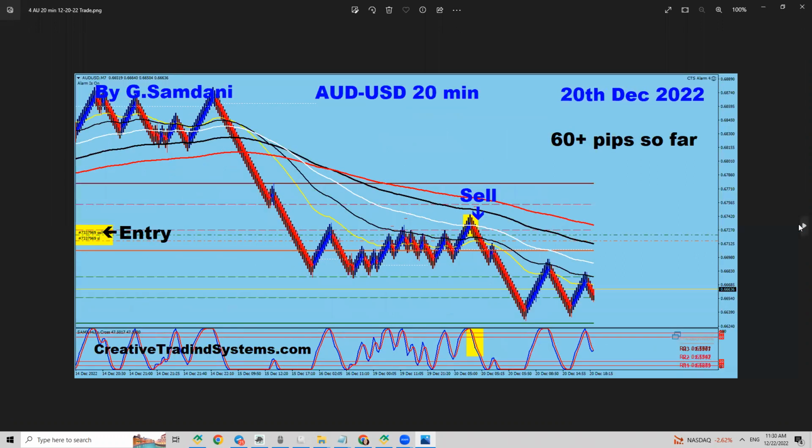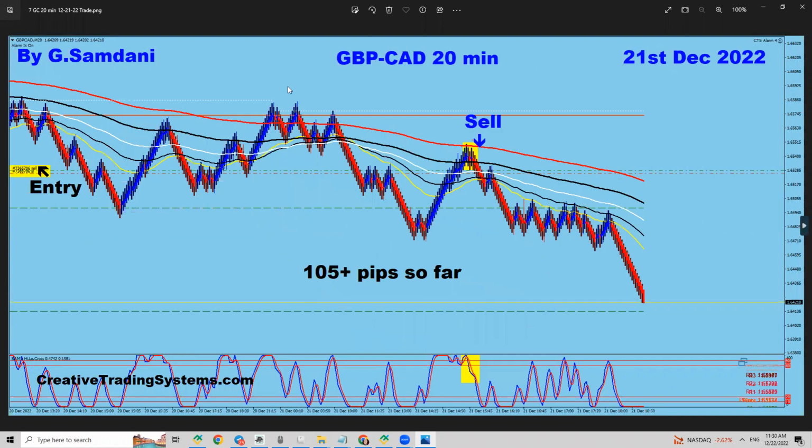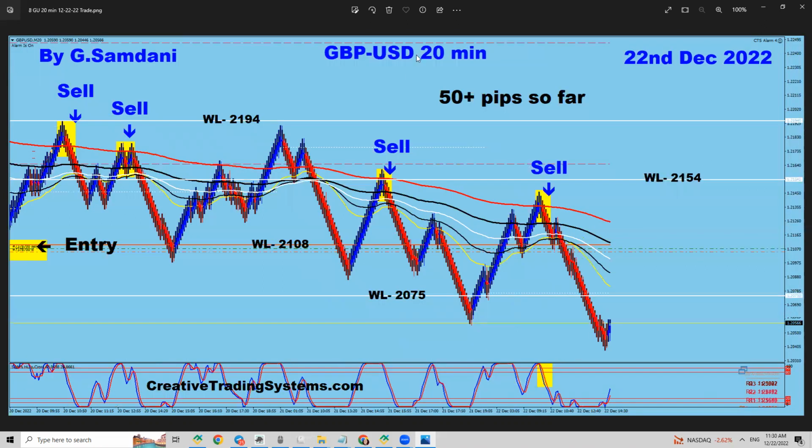This is the 22nd. The first one is pound USD. I recorded the charts already, and I recorded the video, so I'm going to play that video now so you can see from start to finish how I made the entry and how I finished it and closed the trades.